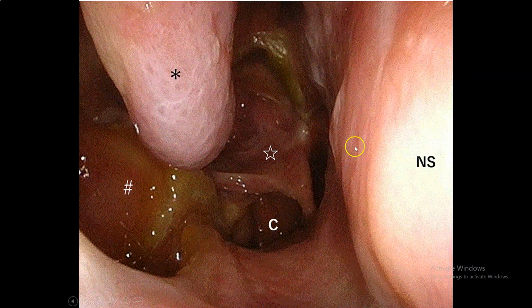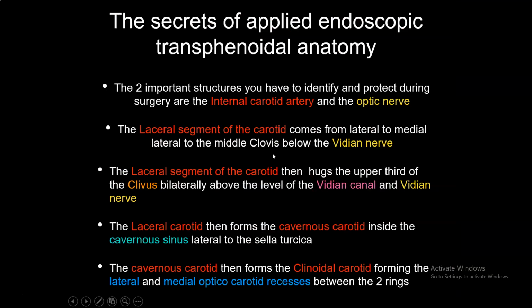And here is another view. This is the nasal septum. This is the right side. This is lateral. And this is the superior turbinate, and this is the posterior border of the superior turbinate. If you go 1.5 centimeters below the posterior border of the superior turbinate, you reach the sphenoid face if you don't see the ostium. The secrets also include 2 important structures.